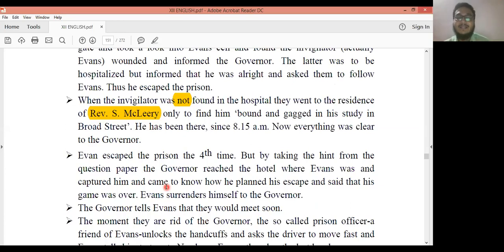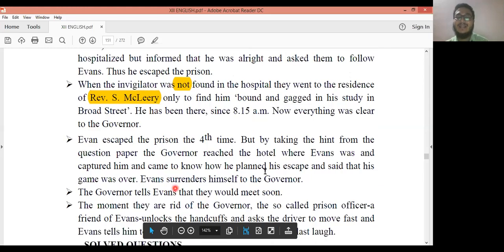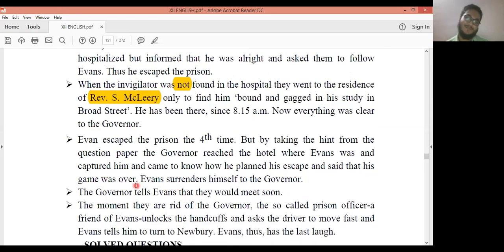By taking the hint from the question paper, the governor reached the hotel where Ivan was, captured him, and came to know how he planned his escape, and said that his game was over. So what was the clue? From where did he get the clue, students? He got the clue from the question paper. And the governor reached the hotel where Ivan was.